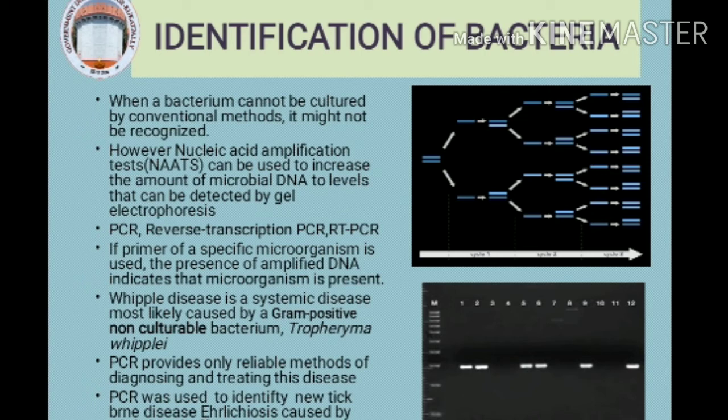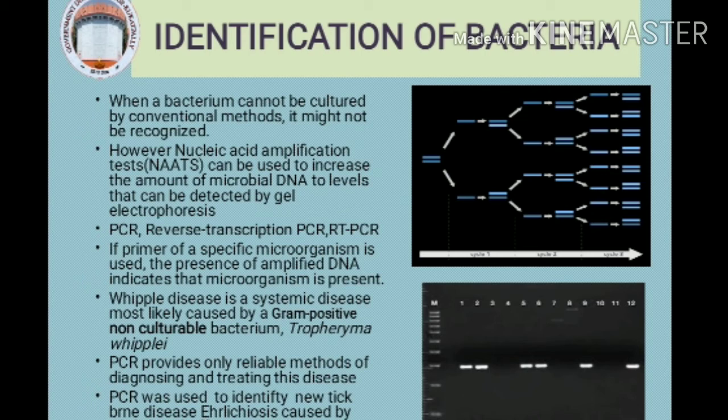Nucleic acid amplification tests, such as polymerase chain reaction, can be used to increase the amount of microbial DNA to levels that can be detected by gel electrophoresis. Polymerase chain reaction, reverse transcription PCR, and real-time PCR methods are used for nucleic acid amplification. Primers specific for a particular bacterial pathogen are used for the amplification of the DNA.